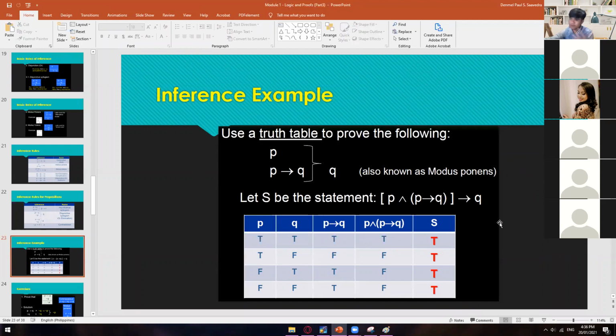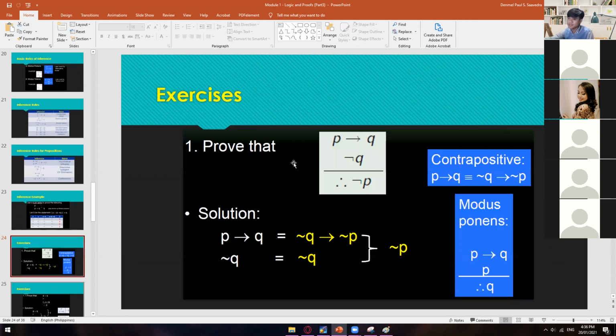Okay, maybe you did another way of solving things, which is not included or is not really part of the inference rule. So we call that one modus ponens. We will discuss that one later on. But for now, let's have another example, or exercise rather.